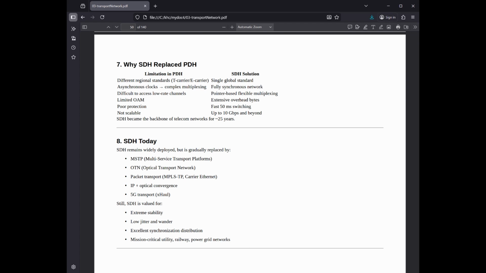Power grids and railway signaling require deterministic latency. They need to know that a trip signal to a circuit breaker will take exactly 2 milliseconds every single time. Because SDH uses physical time slots rather than packet buffers, it provides a hard pipe that Ethernet struggles to match without complex tuning. B. Government and military.